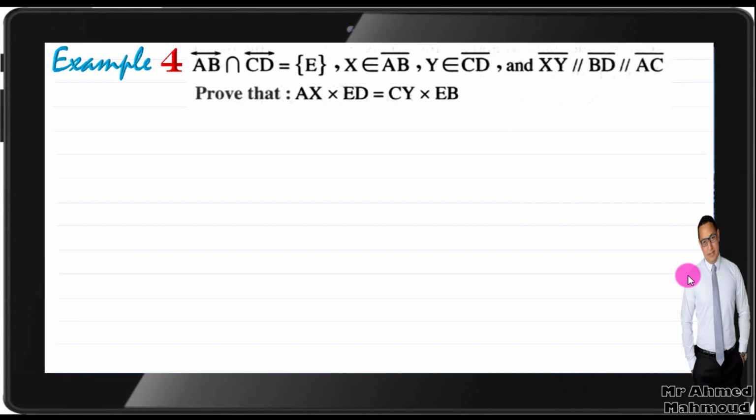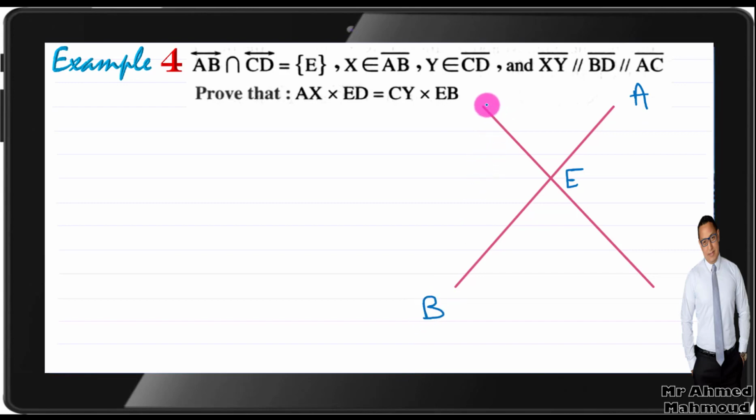Now, example 4: AB and CD are two intersecting straight lines at the point E. So I'm going to draw two line segments like this, in which they intersect at the point E. Now this is A, B, and this is CD, as you see.